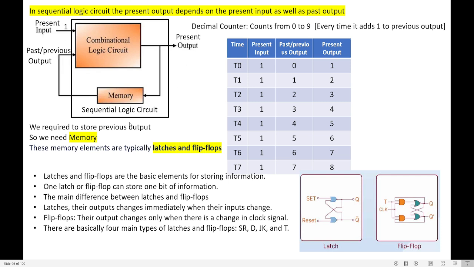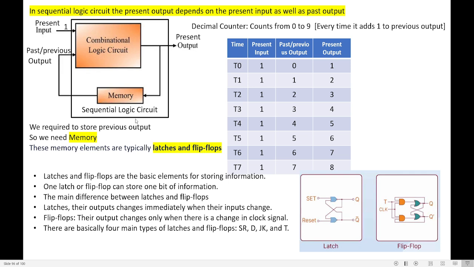Okay, let us see the example of sequential logic circuit. Decimal counter is a very good example for sequential logic circuit. What is the job of a counter? Counter is used to count from 0 to 9. So every time it adds 1 to the previous output. That is the function of a counter. It always counts from 0 to 9.